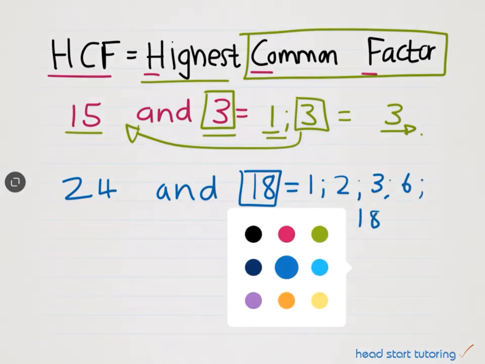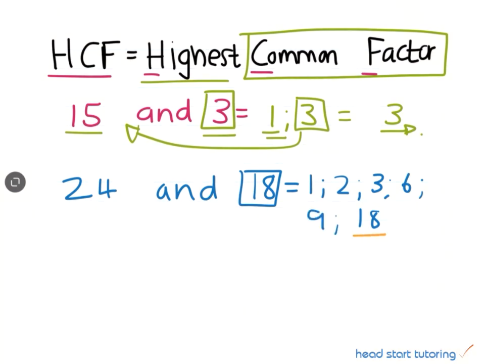So then we start with the highest factor of 18, which is 18, and we ask ourselves, is 18 a factor of 24? No, it isn't. Then our next highest factor, 9, is 9 a factor of 24? No, it isn't, so we can cross those out. Then we look at 6, is 6 a factor of 24? Yes, it is. So 6 would be the highest common factor between 24 and 18.